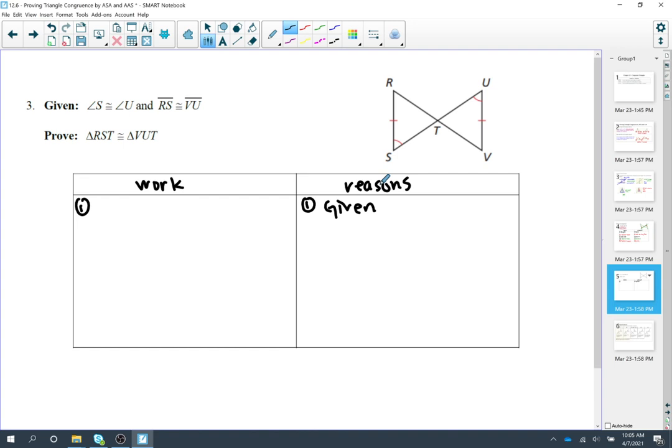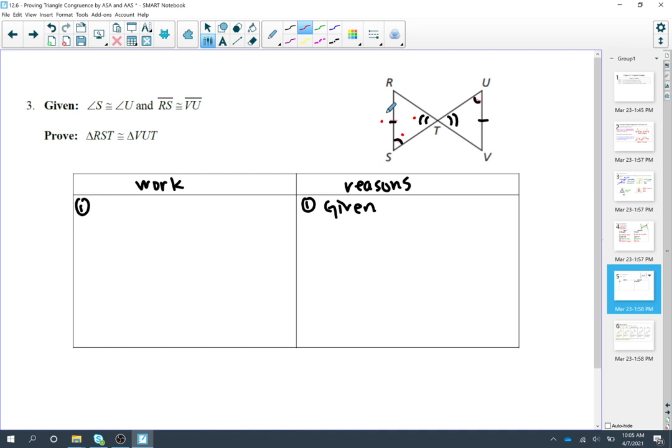Now, before we do this, let's come up with a game plan so we know what we want to write. I'm already given a side, and I'm already given an angle. So the question is, what else can I find? Well, I can find right here, these are vertical angles, which means if I had all this information, I would have an angle, and a side. Well, that is a theorem, so angle, angle, side will work.